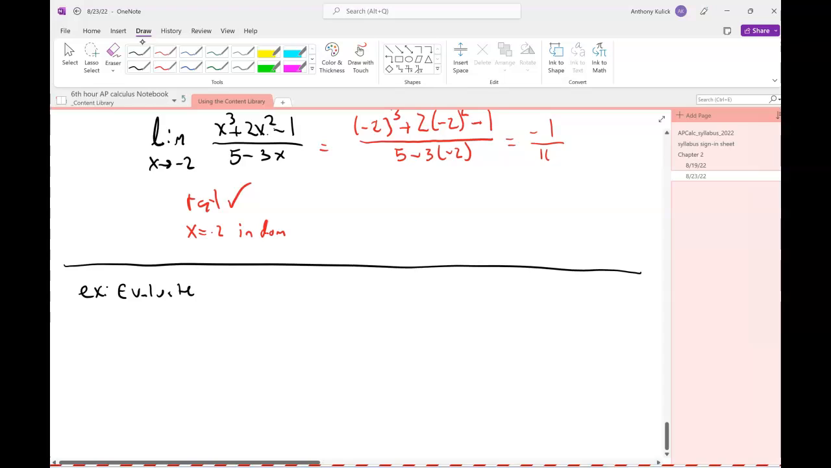So instead of giving you an equation, what if we give you a graph?